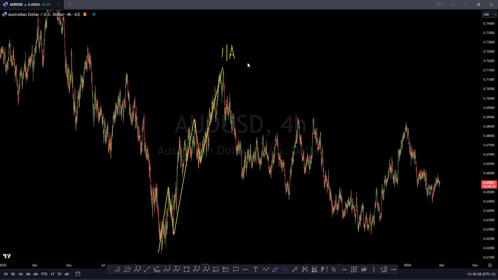Now let's say it's either of these, wave A. Once you have a 1, you must have a 2, and then you must have a 3, a 4 and a 5. Once you have an A, you must have a B and then a wave C.